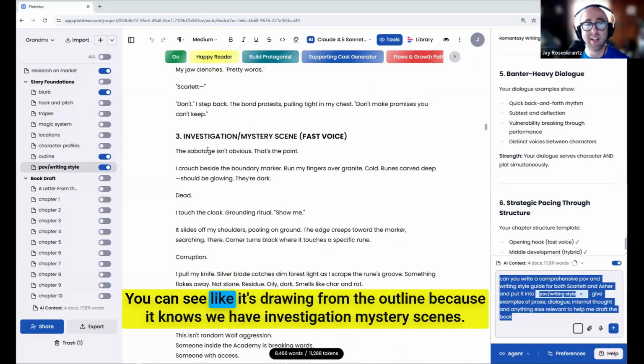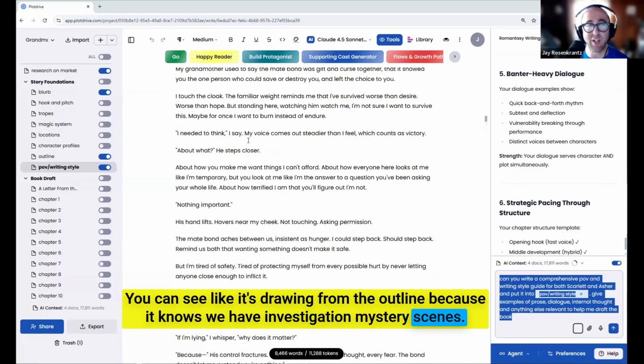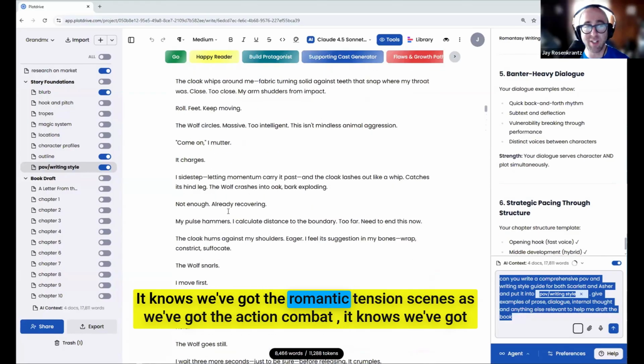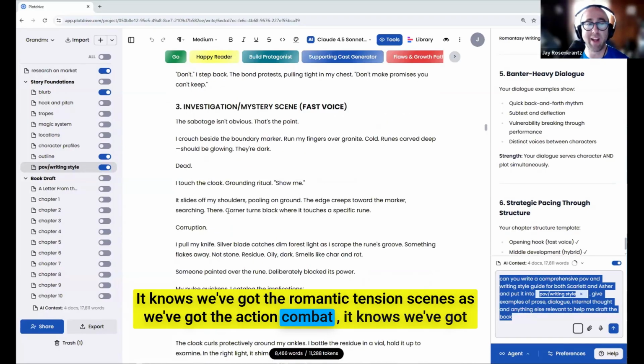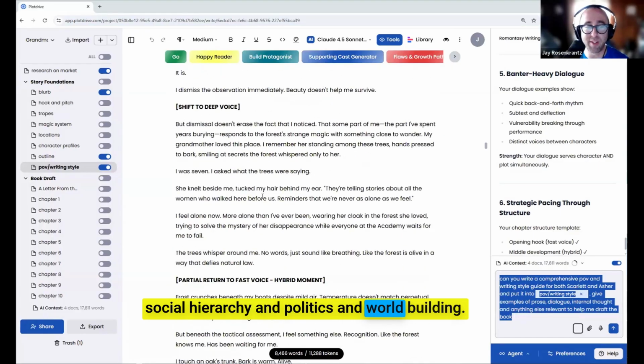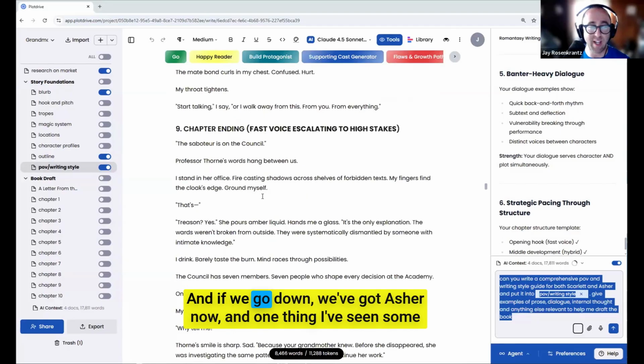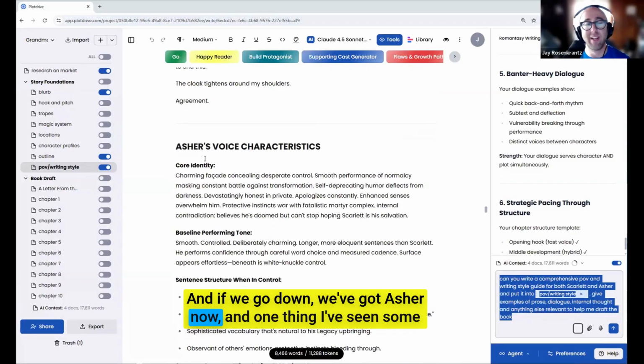You can see it's drawing from the outline because it knows we have investigation mystery scenes. It knows we've got the romantic tension scenes. It knows we've got the action combat. It knows we've got social hierarchy and politics and world building. And so it's giving a lot of different examples. And if we go down, we've got Asher now.